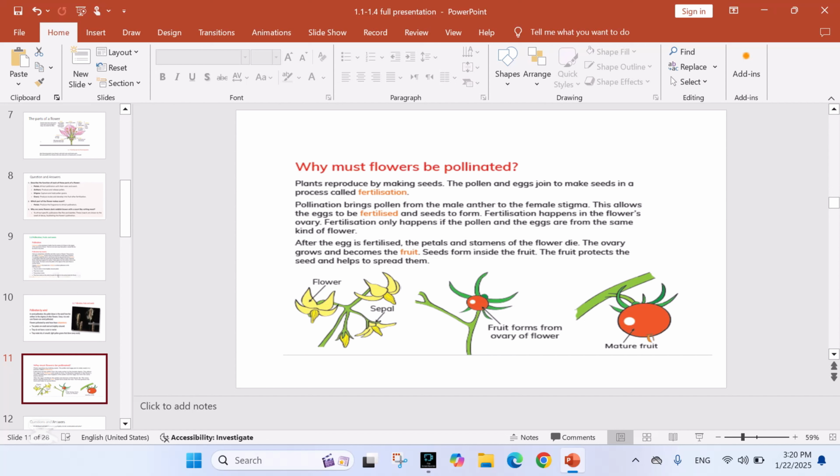Look at the picture. Flower, sepal. Fruit forms from ovary of flower. Mature fruit.